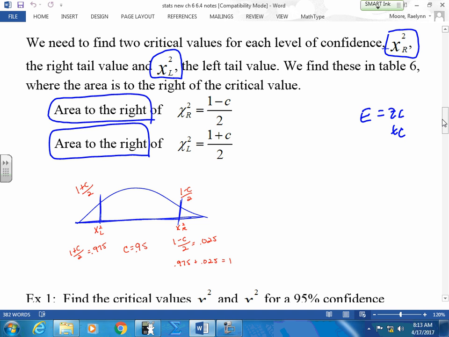Again, when we say 90%, we're still going to do 1 minus 0.90 divided by 2. We're still going to do that, okay? Just like we do for the other ones. But the area to the right is going to be opposite of what we expect. So we're going to play with those numbers. So let's find them.